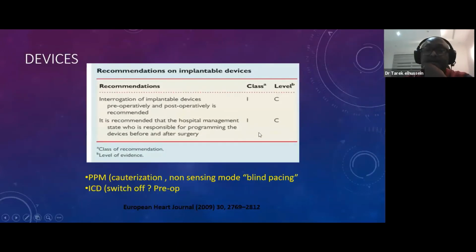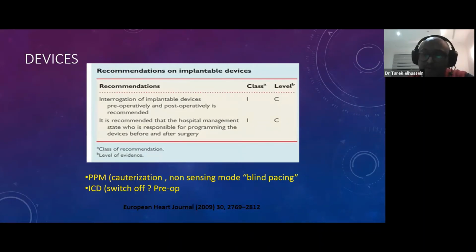Devices, remember, interrogation is very important whenever you have an ICD device or a pacemaker. With pacemakers in general and ICDs, the only problem in the OR is the cauterization. Because cautery will create an electromagnetic field, this may create noise and affect the functionality of the device, especially if it is performed within 50 centimeters of the region of the device in the left shoulder.